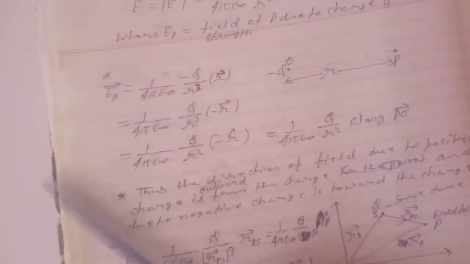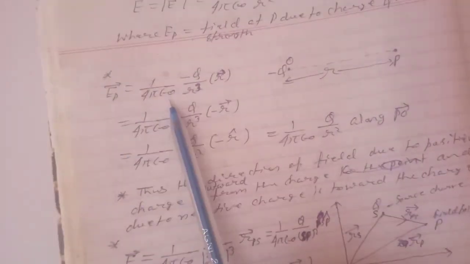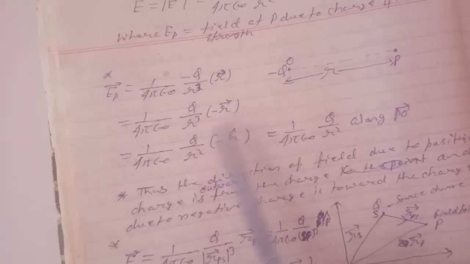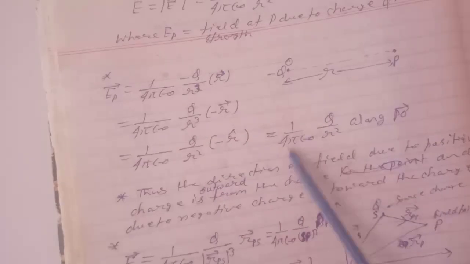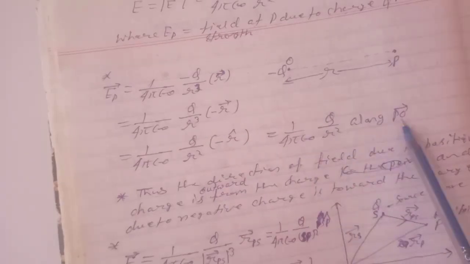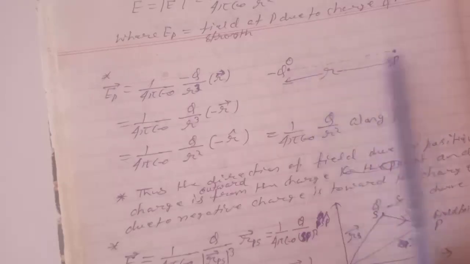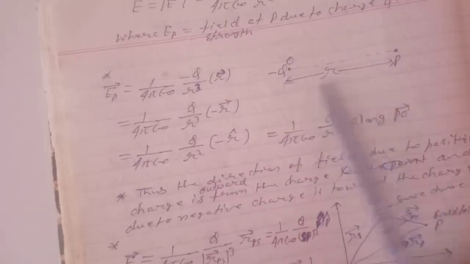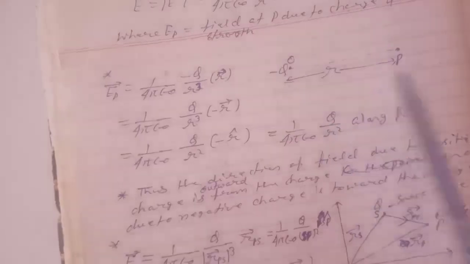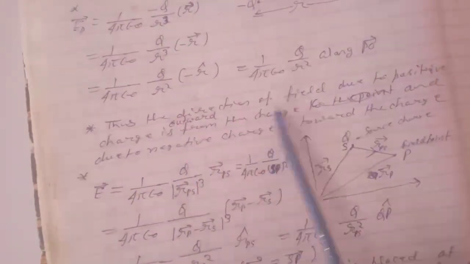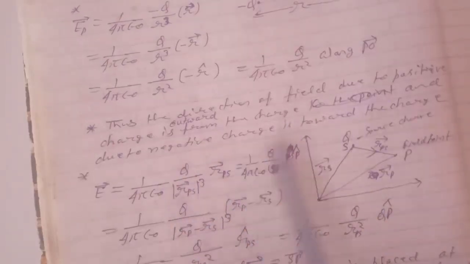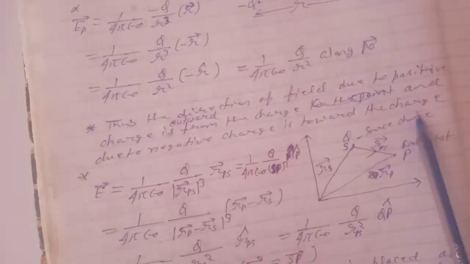Now a different situation is shown. Here EP vector will be 1 by 4 pi epsilon naught Q by r cube into minus r vector, or 1 by 4 pi epsilon naught Q by r square into minus r cap vector, or 1 by 4 pi epsilon naught Q by r square along PO vector. That is, the field is acting in this direction, because electric field is a vector quantity, so we are showing the direction. Thus the direction of field due to a positive charge is outward from the charge, and due to a negative charge is toward the charge. It should be kept in your mind.